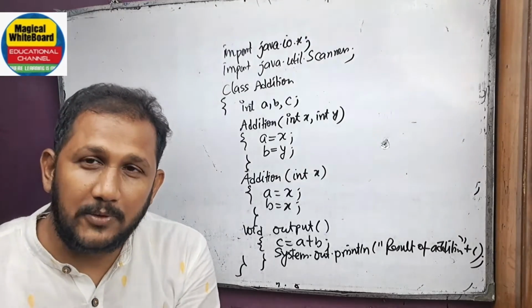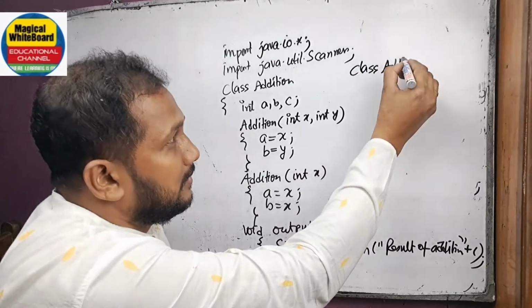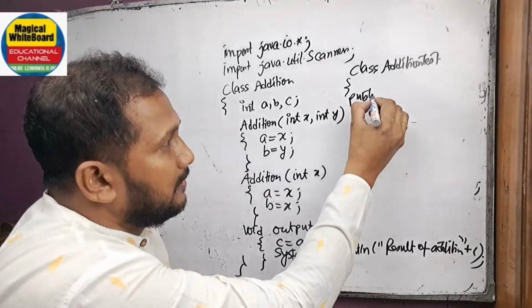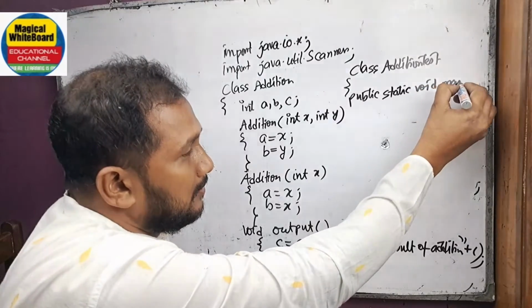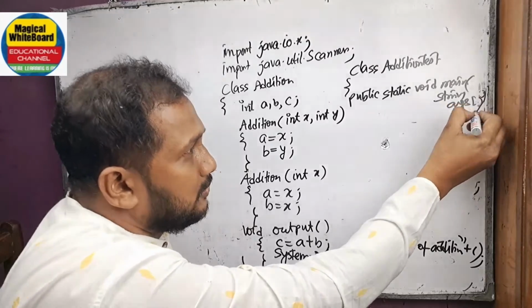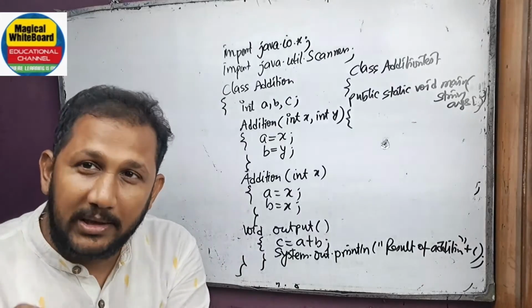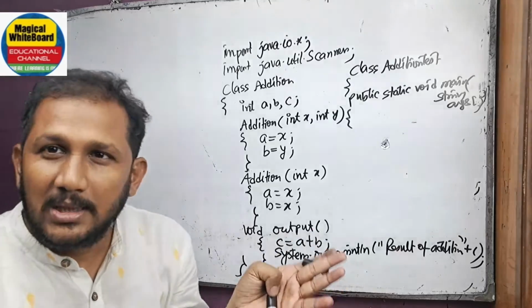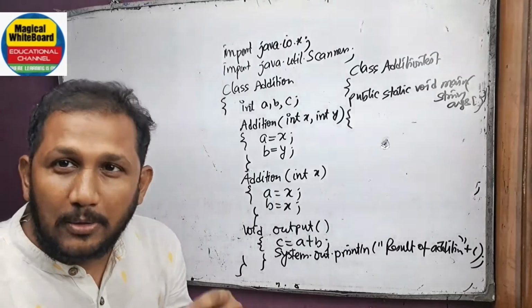We have to call it from the main. So class AdditionTest, and public static void main, String args. This is used for the command line argument, and public is accessible to all. Static means the class within the main cannot be used to create any objects, and void means it may return nothing. Main is the main function, String is the wrapper class, and args is the command line argument, which is an array. Right.